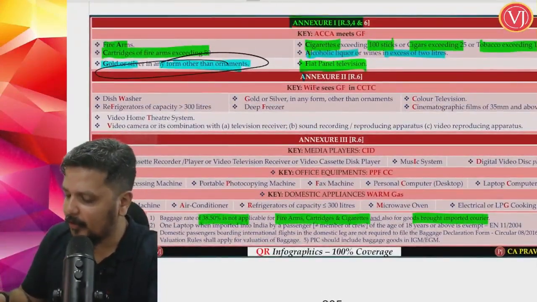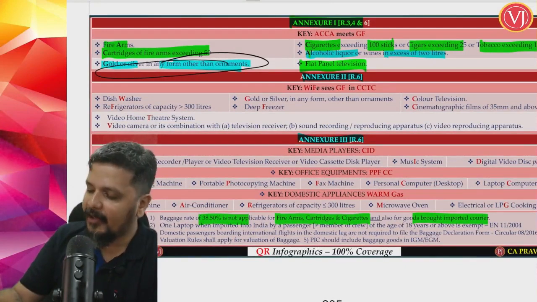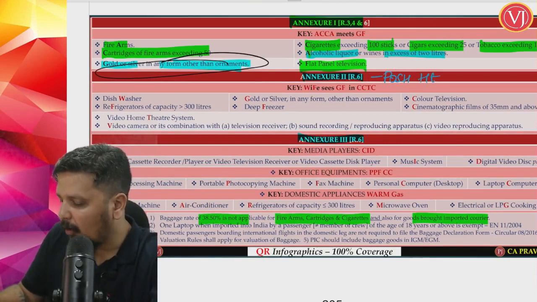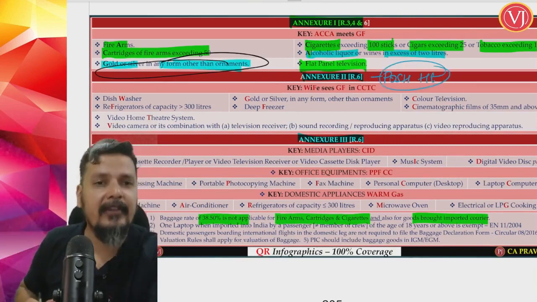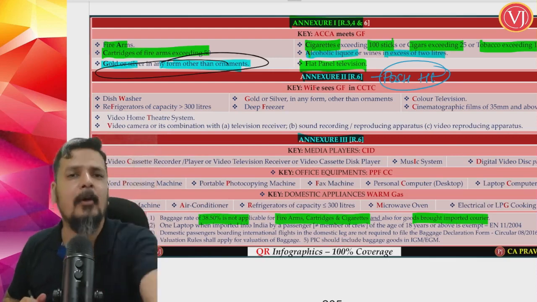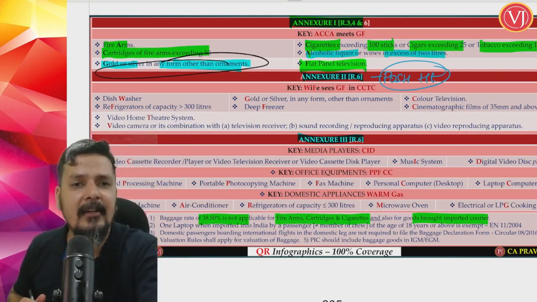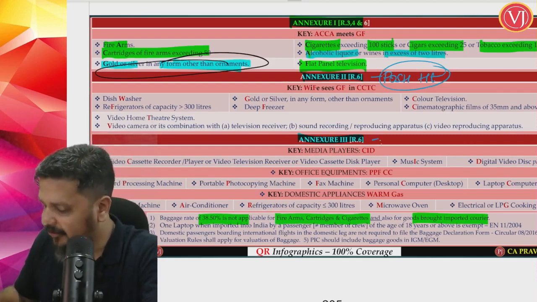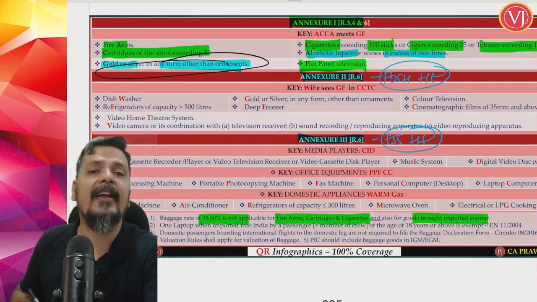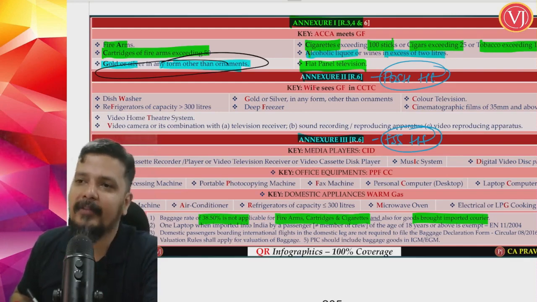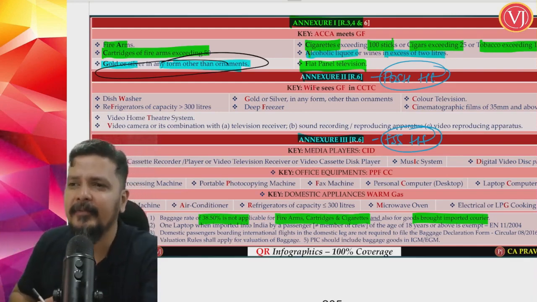Annexure 2 and Annexure 3 you go through yourself. Just remember this. Annexure 2 is called posh household effects. You don't get the benefit of Rule 6. Both are only talking about household effects. Annexure 2, posh household effects, you don't get the benefit of baggage exemption. You'll end up paying 38.5% always. Annexure 3, essential household effects. You can enjoy the exemption under Rule 6. And if it is crossing the exemption limit, then 38.5%.